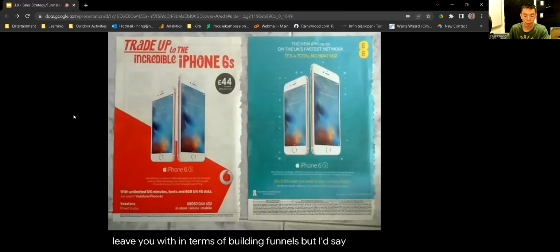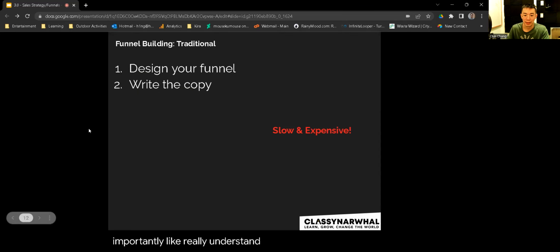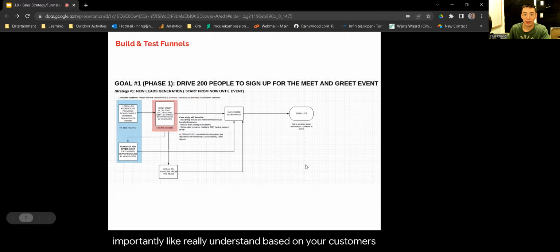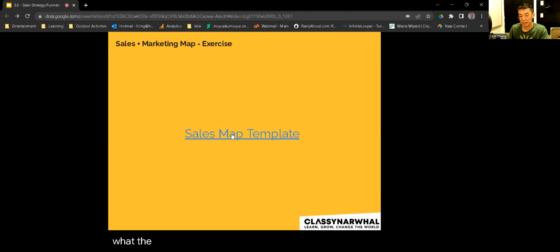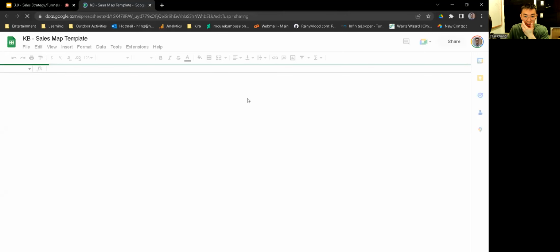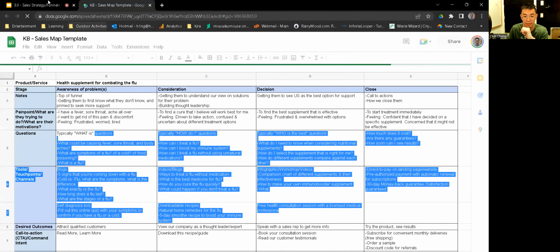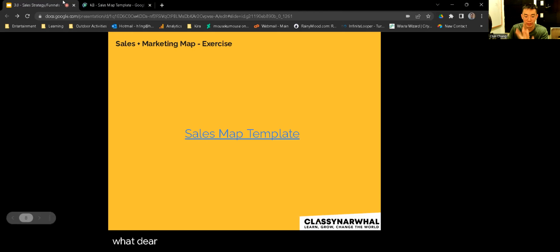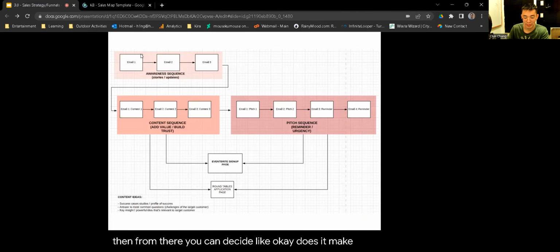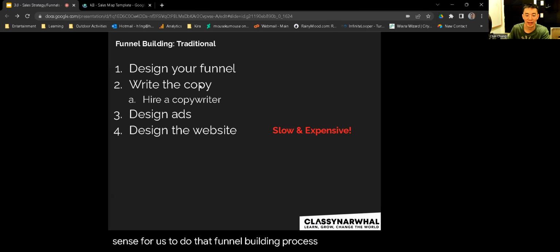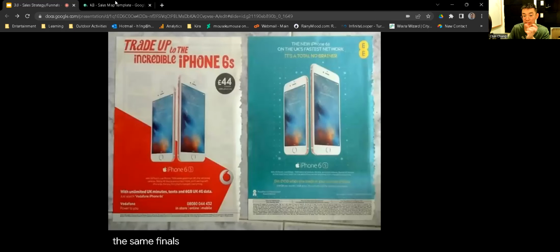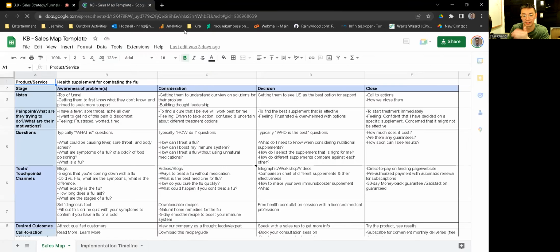But I'd say more importantly, really understand based on your customers, what their user journey looks like. And this template will be kind of your go-to place for it. So map this out. And then from there, you can decide like, okay, does it make sense for us to do that funnel building process and copy the same funnels, or do I need to adjust certain things in the funnels because my customers are asking different questions depending on my product or service or depending on my target audience, right?